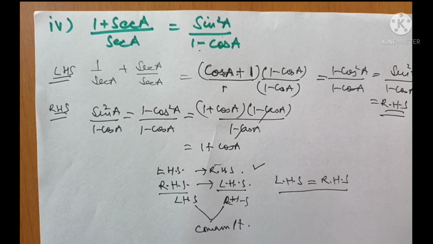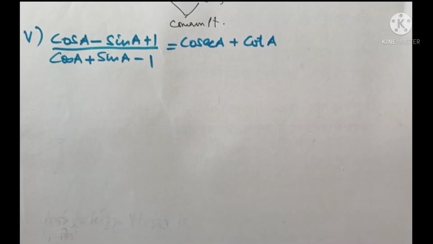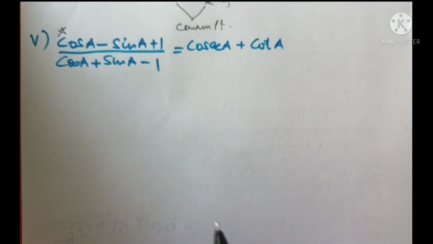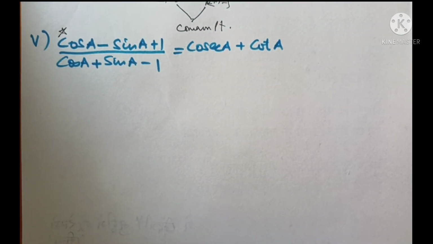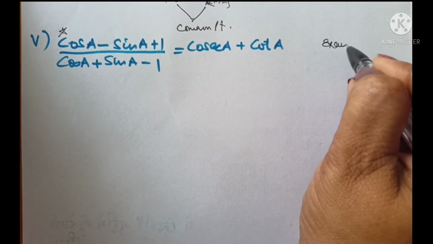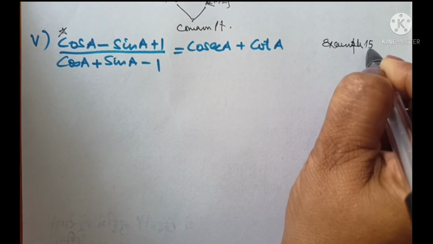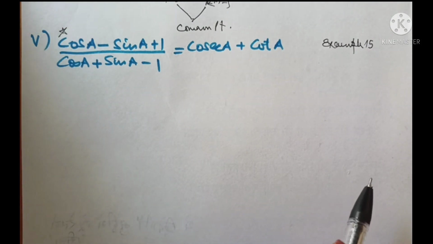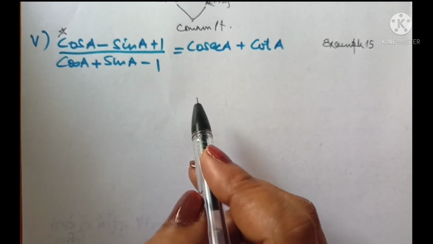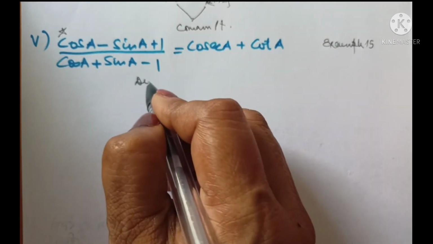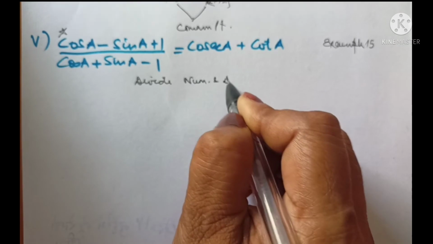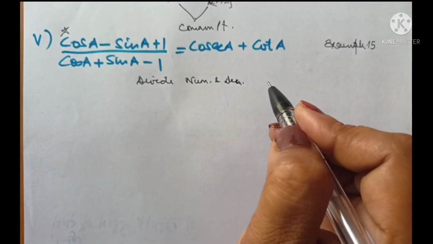Okay, let's go to part number 5. Just like part number 3, part number 5 is the most important part, and it also resembles example number 15. So you must also do example number 15 after you do this part number 5. Now see here what you do. The first step says that I should divide numerator and denominator by sine.